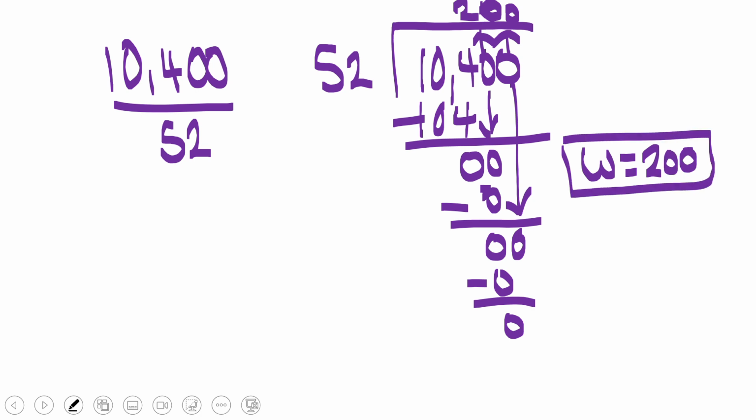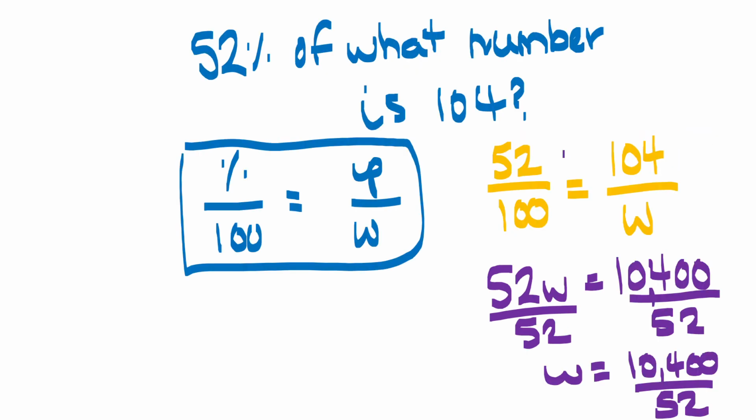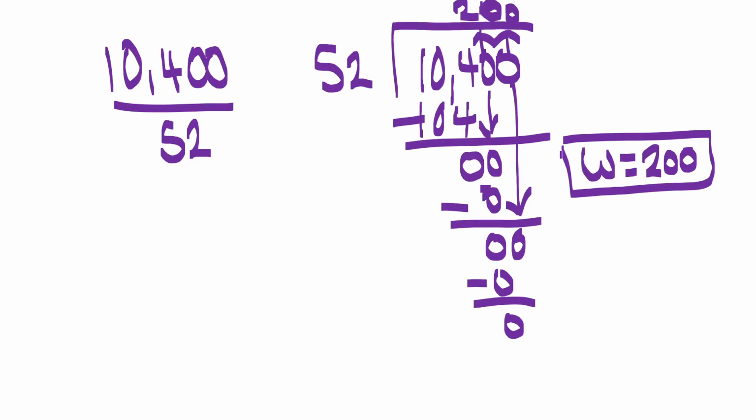Think logic and sensibility. We are looking for 52% of what number is 104. We need a bigger number than 104. 104 is sitting right at just over 50% of our number we're looking for. And 200's our number that we solved for. So that makes sense as to what you were originally given.